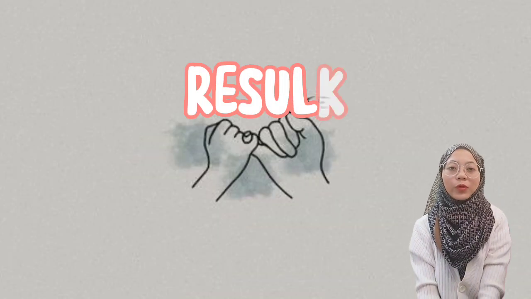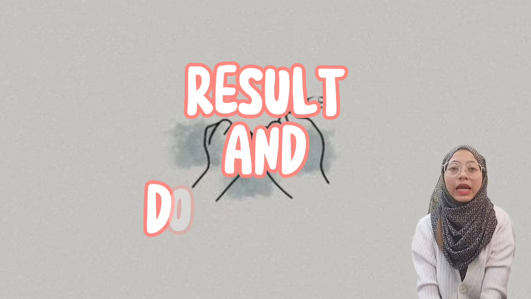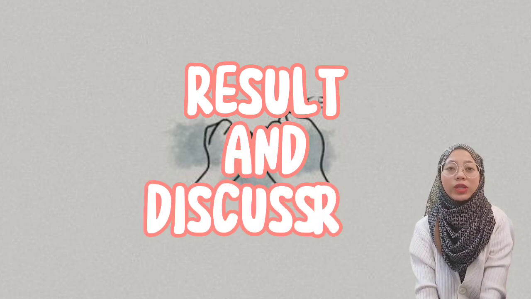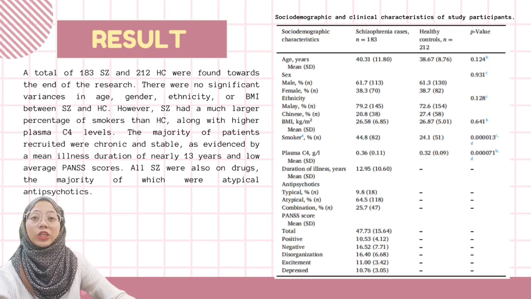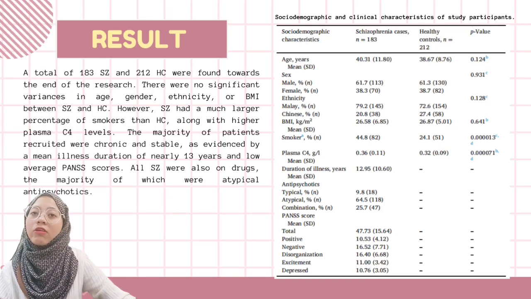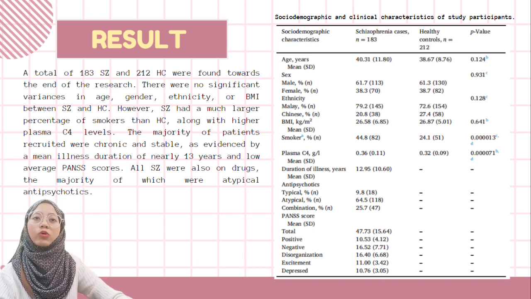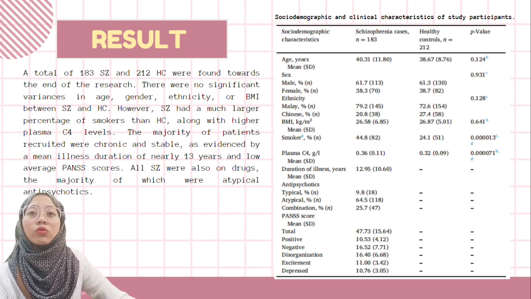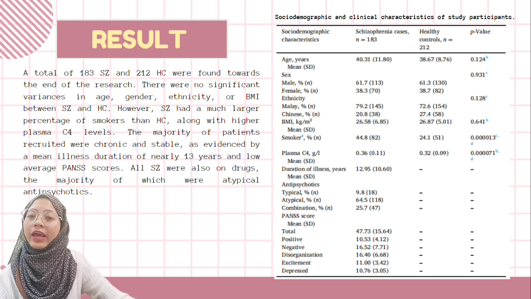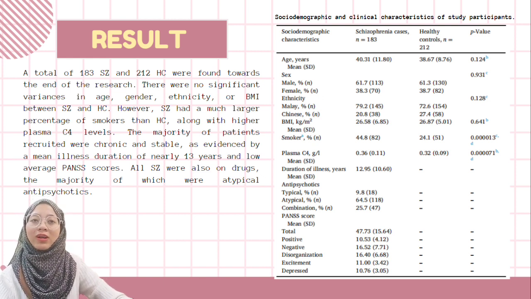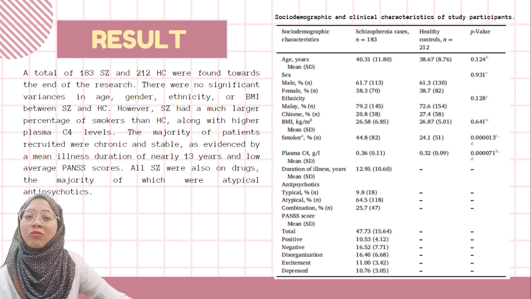Hi, my name is Nur Inani Amihuda binti Hamri, and today I will present to you the result and the discussion from this study. A total of 183 schizophrenia cases and 212 healthy controls, or HC, were found towards the end of the research. There were no significant variances in age, gender, ethnicity, or BMI between SZ cases and HC. However, SZ cases had a much larger percentage of smokers than HC, along with higher plasma C4 levels.